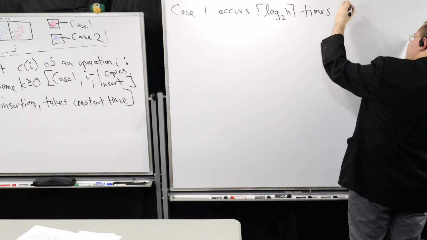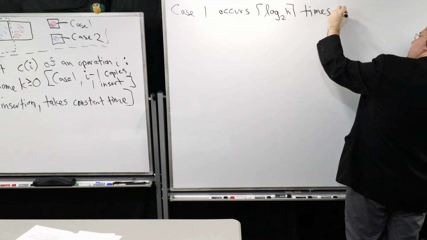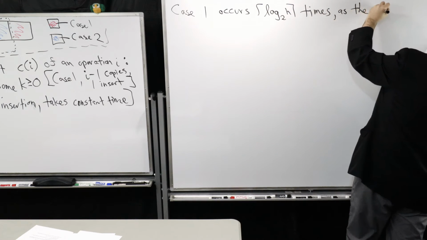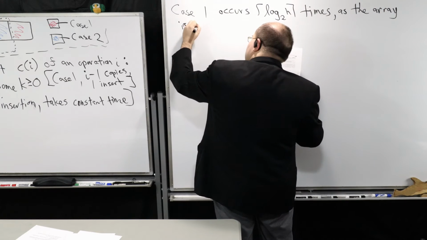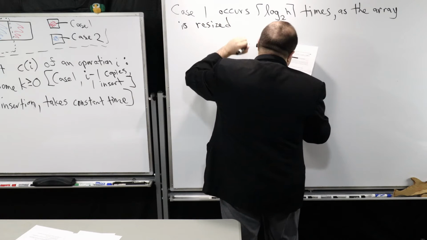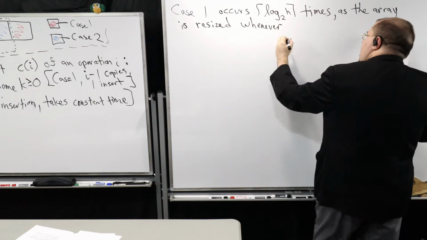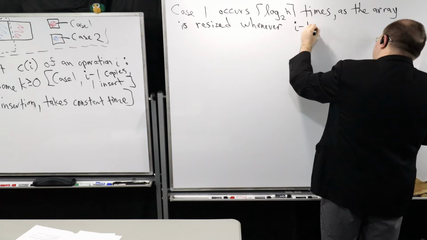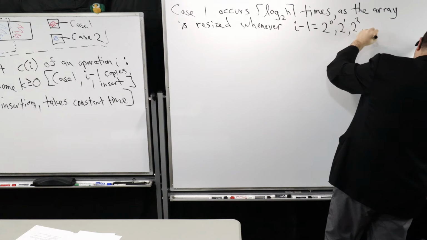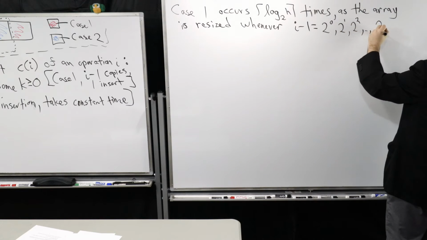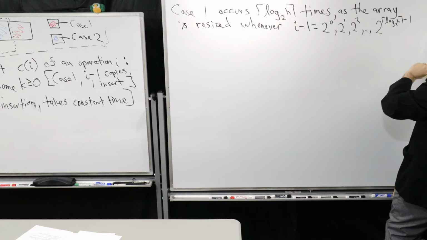So case 1 occurs the ceiling of log base 2 of n times as the array is resized, whenever i minus 1 is equal to 2 to the power of 0, 2 to the power of 1, 2 squared, all the way up to 2 to the power of the ceiling of log base 2 of n minus 1.